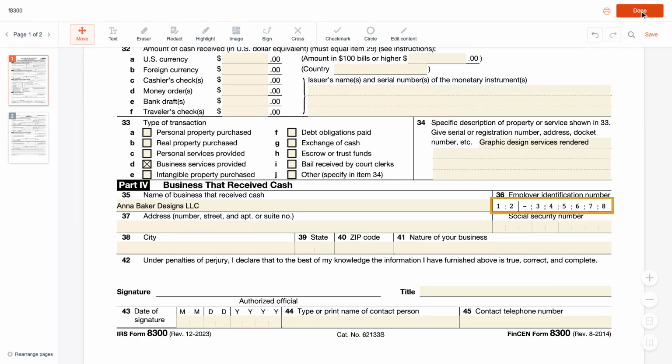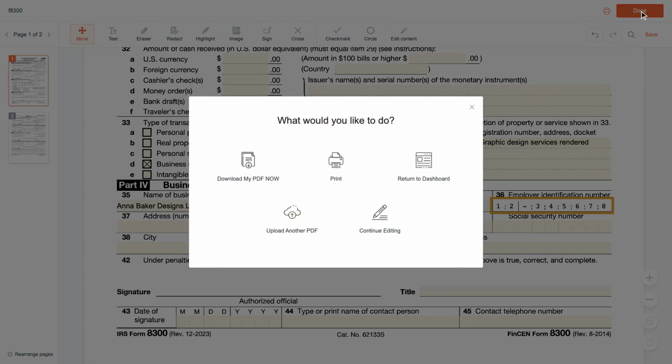A copy must be provided to the person named in the report within 15 days of filing. Keep your own copy for 5 years. You can file Form 8300 by mail or electronically through FinCEN.